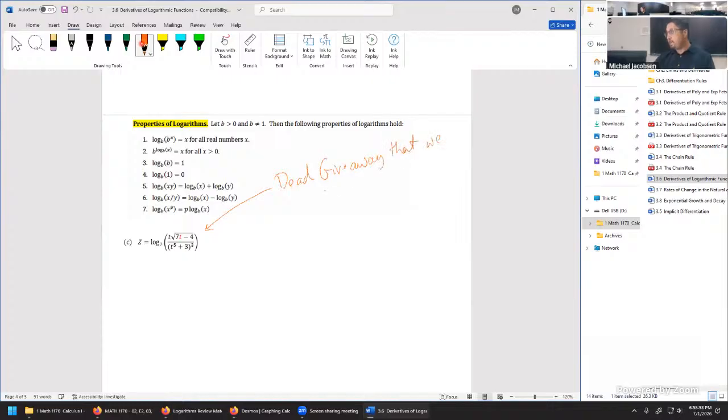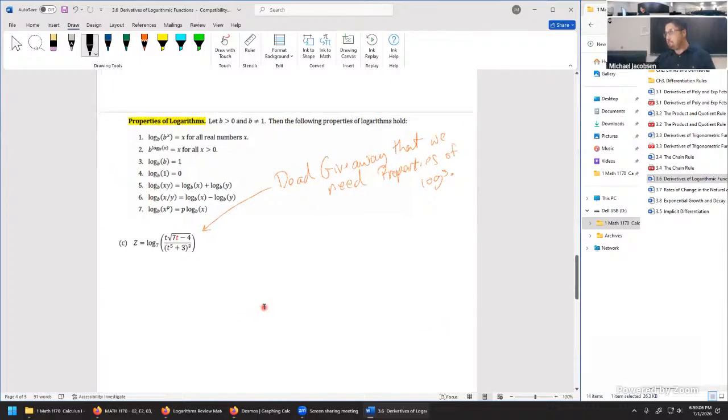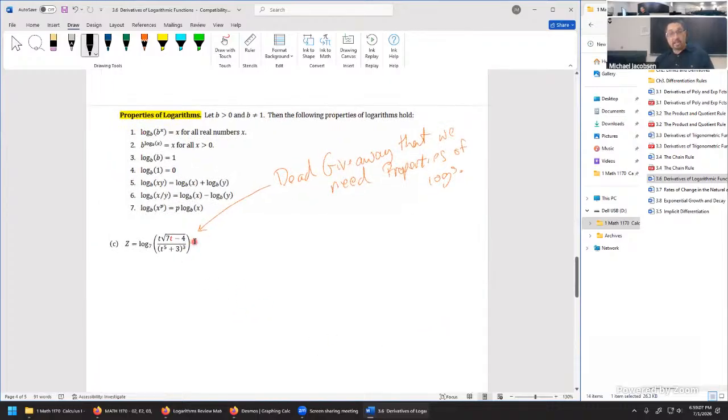That we need properties of logarithms. I'll just say logs for short. I think that's the international shorthand for that. There's a lot going on in here.